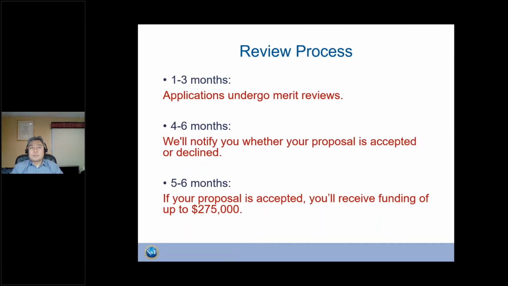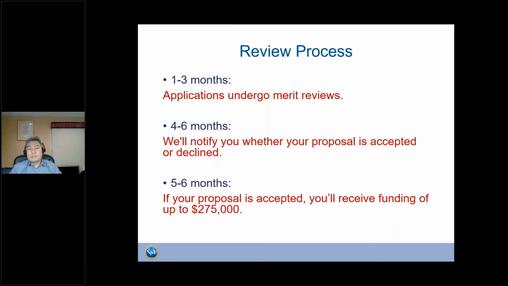The review process generally takes us roughly 6 months. The first 3 months are used to undergo merit reviews. Most of these proposals are reviewed under a panel of reviewers. And after the panel, there may be some additional follow-up clarification that we may ask, but our goal is to pretty much get to the final decision on funding within 4 to 6 months from the time of full proposal submission. And if all goes well, our hope is that companies will be able to start the project within about 6 months of submitting the full proposal.